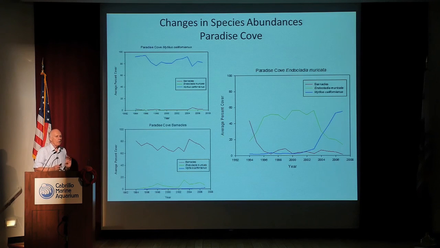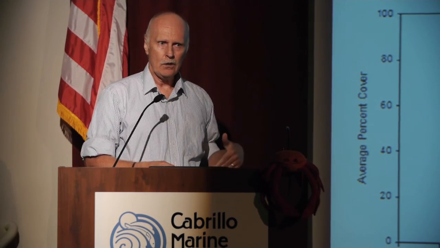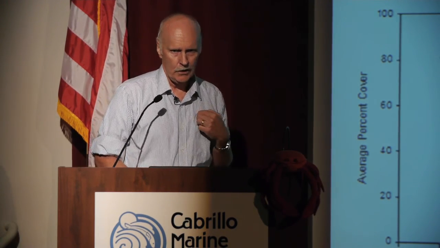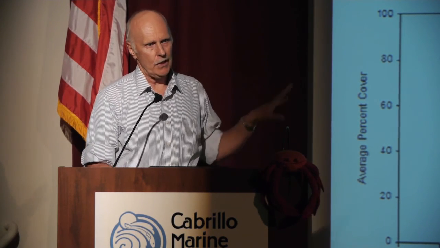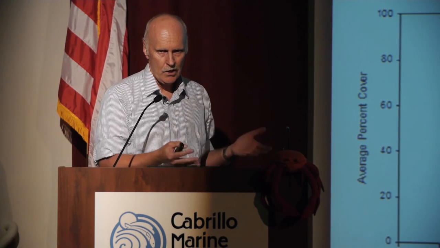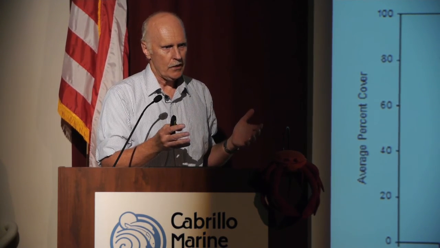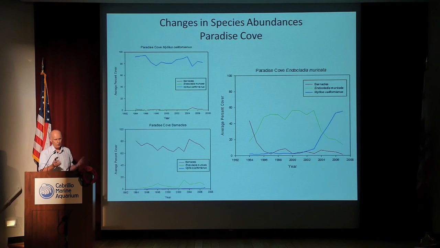I'm going to show you some graphs, not a lot of graphs, but a few graphs, and I'm going to start with this one in Paradise Cove to show a long time series. What we're actually doing is estimating, from each of those plots, the percent cover, which is a measure of abundance: how much cover in the plot was taken up by rockweed or barnacles or rock or whatever. This shows mussel plots, Mytilus californianus, barnacle plots at Paradise Cove, and Endokladia plots.